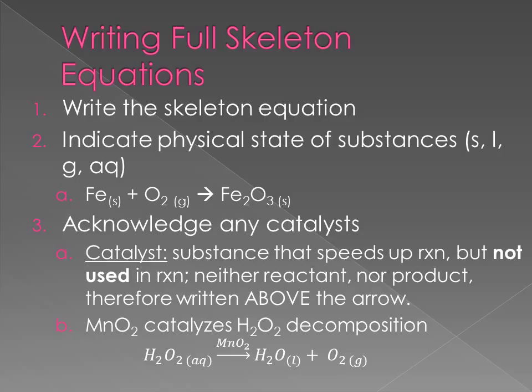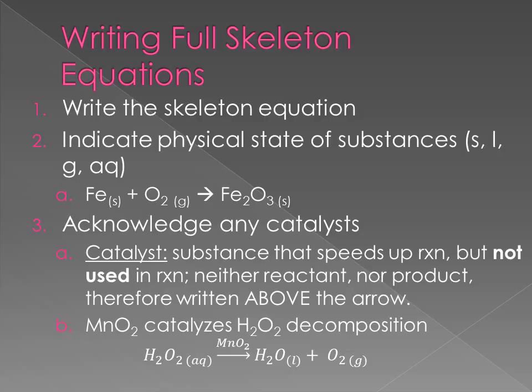And what a catalyst is, is very important for later when we talk about reaction rates. So a catalyst is a substance that speeds up a reaction but is not used in a reaction. So it's neither a reactant nor a product. It's not being created nor consumed. So that means we write it above the arrow. We like for it to be present in the reaction, but not on a specific side. It's like on the fence. So it's good to kind of know what those are and where they're located.